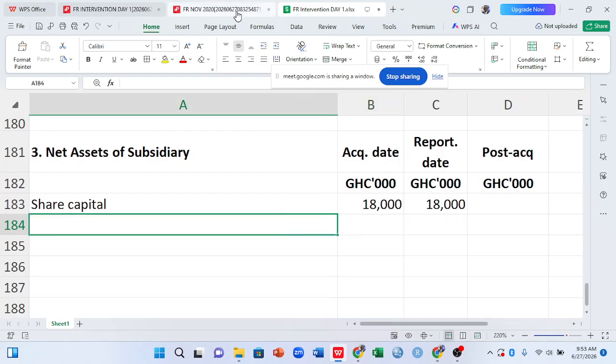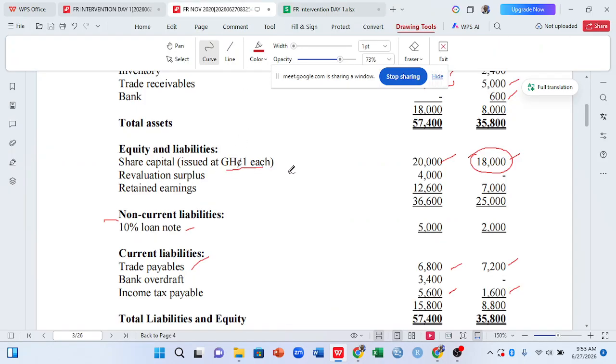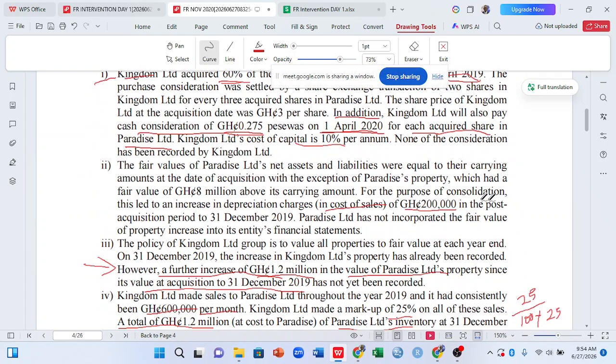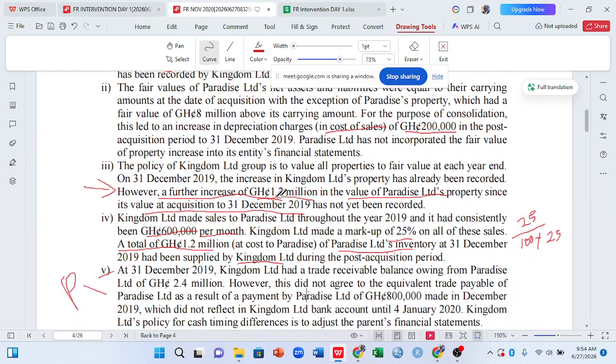Then we bring our revaluation surplus here at reporting date was 0. So as reporting date, we're not having any value for that. But I could quite remember that during the year, they told us that 1,200. Do you remember the 1,200? The 1.2 million. It relates to Paradise. Paradise is a subsidiary in our case. So it relates to Paradise.